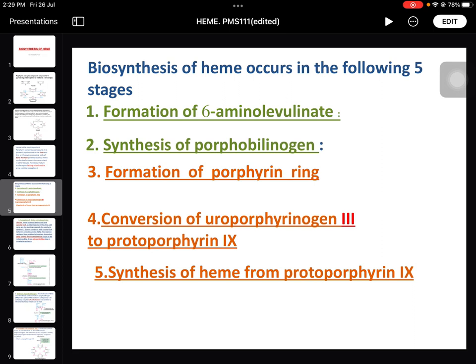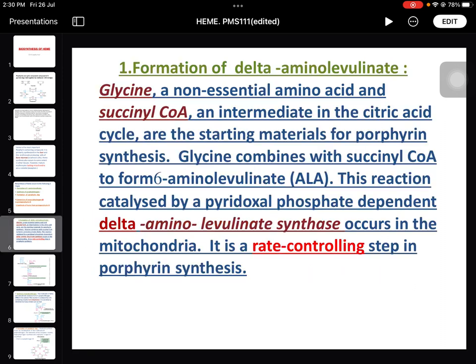So, as far as the biosynthesis of heme is concerned, it has 5 important stages. One is the formation of delta aminolevulinate. Second is the synthesis of porphobilinogen. Third is the formation of porphyrin ring. And fourth is the conversion of uroporphyrinogen 3 to protoporphyrin 9. And fifth is the synthesis of heme from protoporphyrin 9. So, now we discuss each one by one.